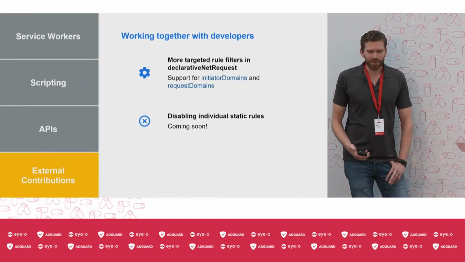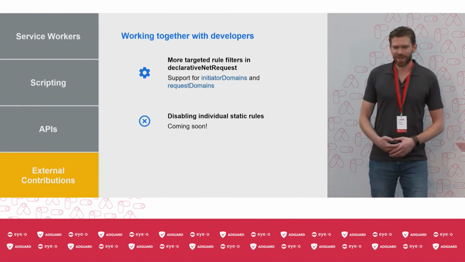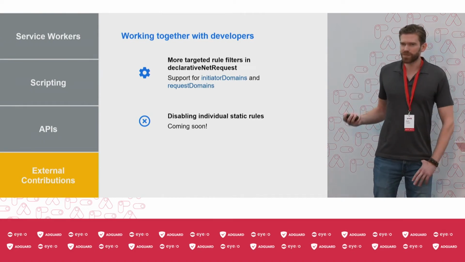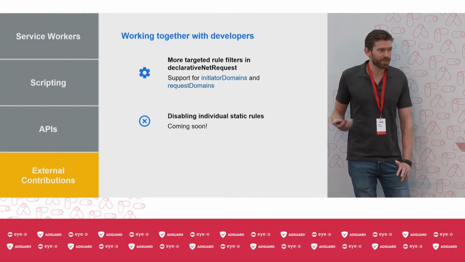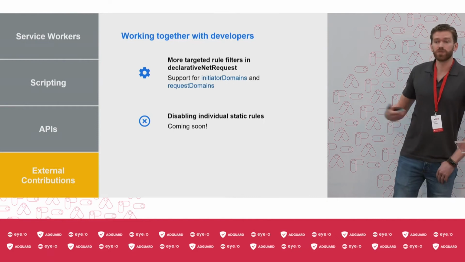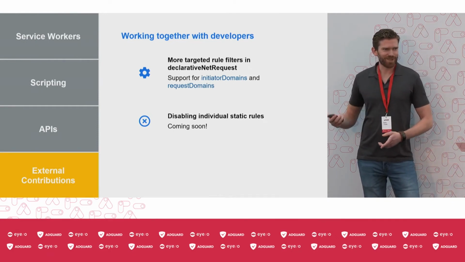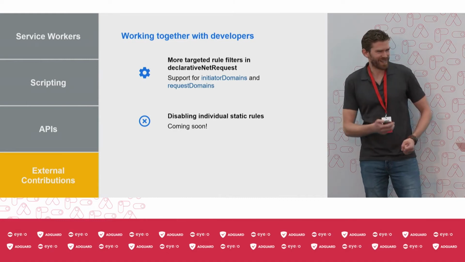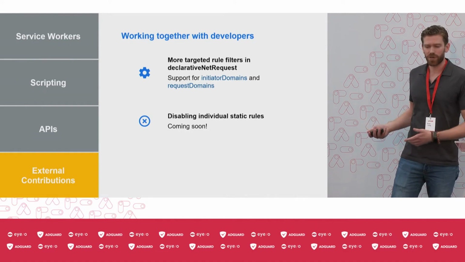And then, of course, I want to call out that we've also been working with external contributors, like the folks at Igalia. And we've added a couple of different APIs in conjunction with them. One of them was for more targeted rule filters in declarative net request, where now you can have initiator and requester domains. And that was contributed by an engineer that I believe previously worked at eyeo and then worked at DuckDuckGo.